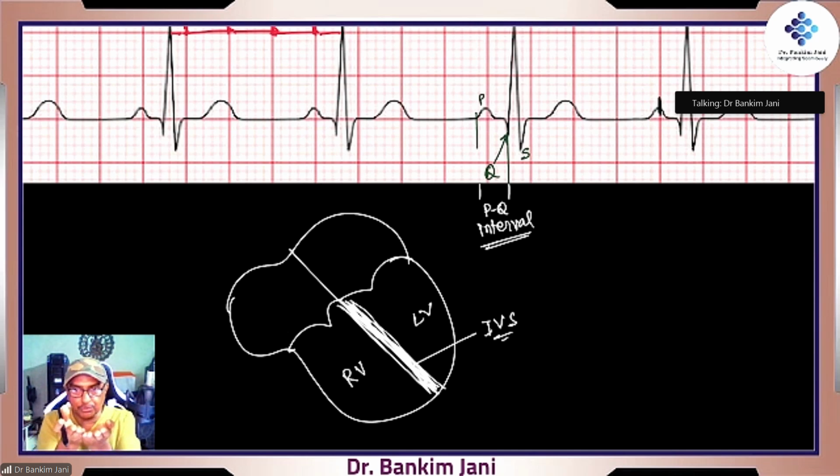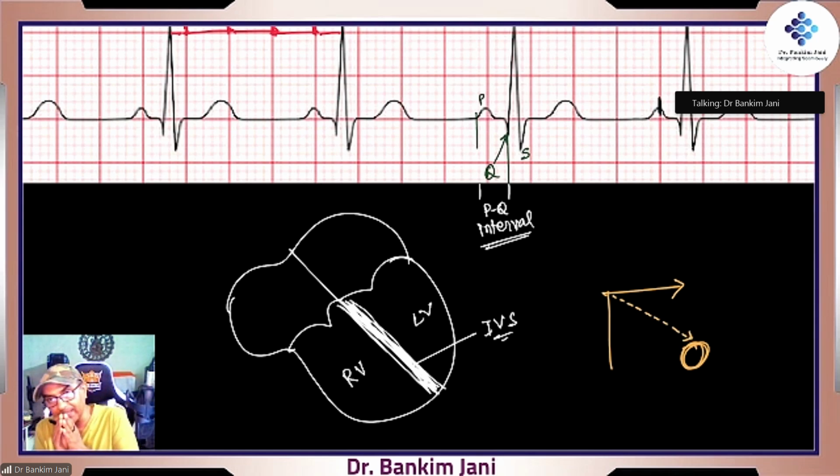If the current is coming towards the electrode, positive deflection. If the current is going away, negative deflection. What if the current is going in this direction, or what if the electrode is here and the current is going here? Then it will take the resultant vector, right? It will take the resultant vector, from this angle, how much it is moving. Or if the current is going like this, then this will be the vector.